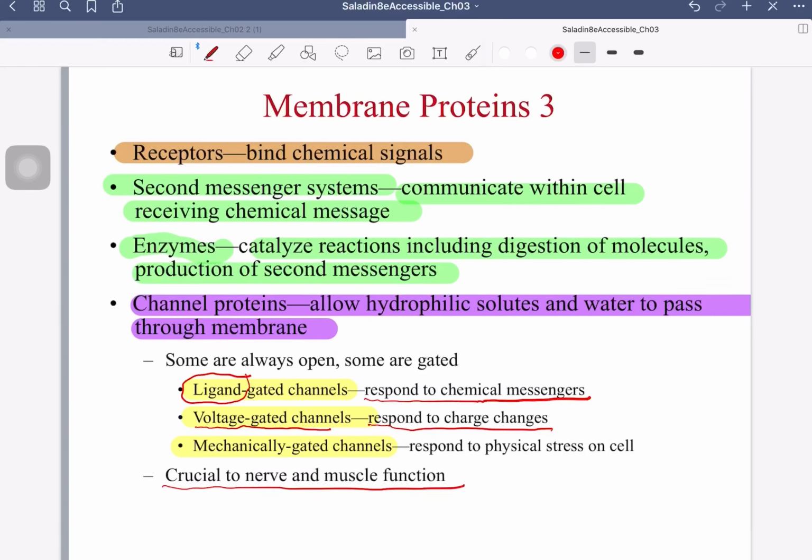So just to remind you, the three types of gates you can have, the ones that can open and close, are the ligand: you need something to bind onto it. Voltage gates, where you actually need a cell membrane voltage change, or mechanical, where the gate is responding to some type of physical stress on the cell or the local area.